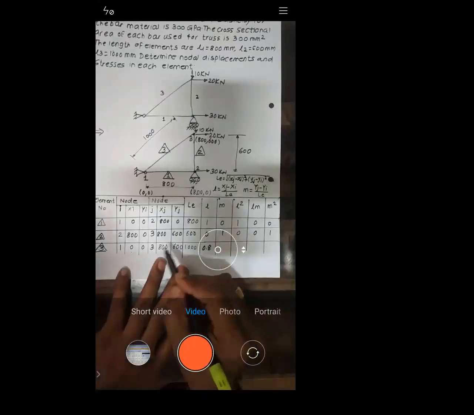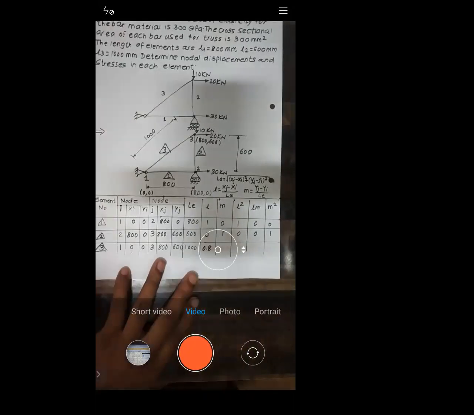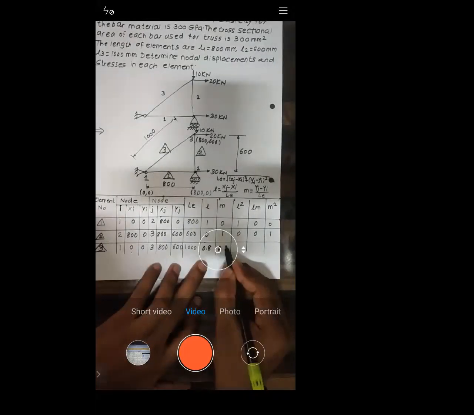Yj minus yi, that is 600 minus 0 by 1,000. That is 600 by 1,000, which is 0.6. Right? So now we need to take L square.